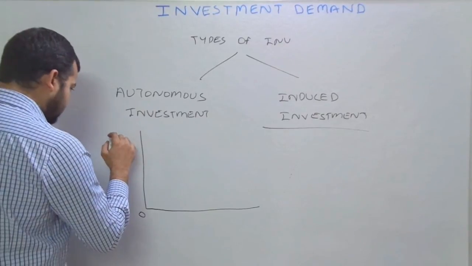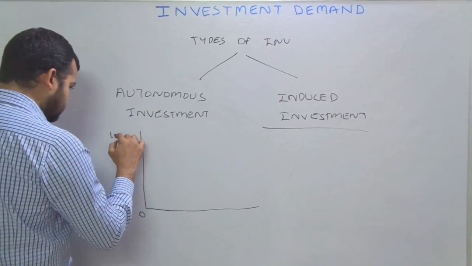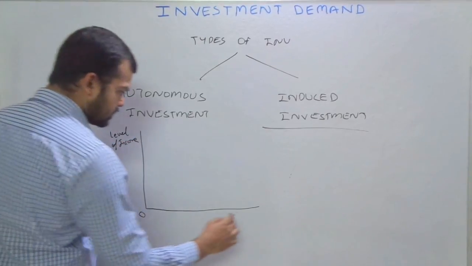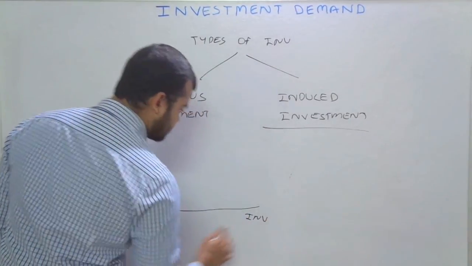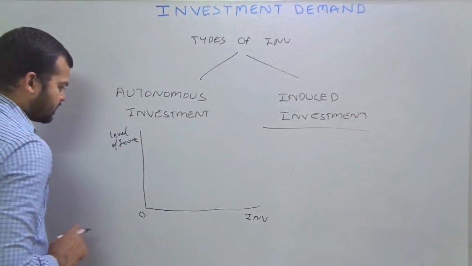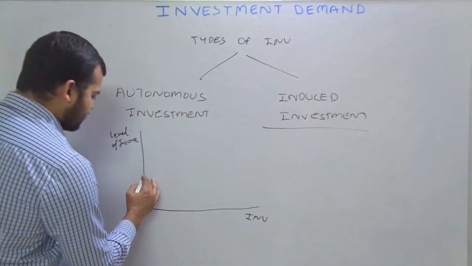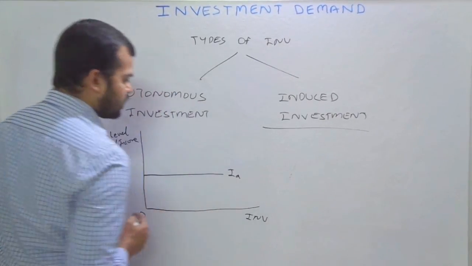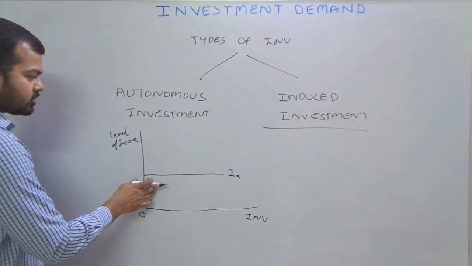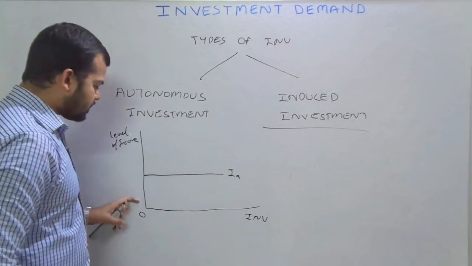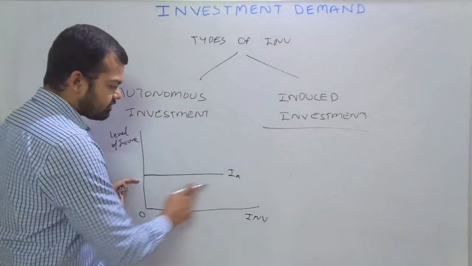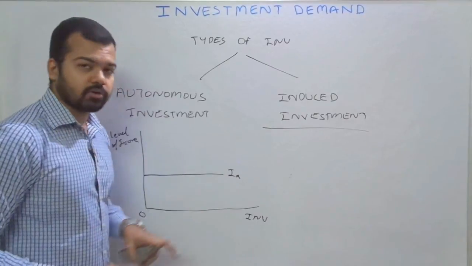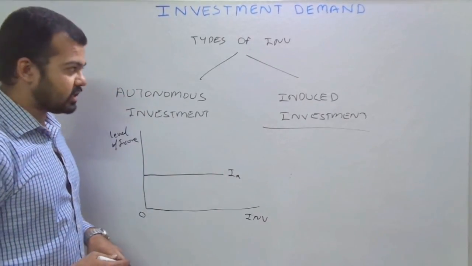So here the level of income, here we can write investment. So on the x-axis there is investment, on the y-axis we are taking level of income. So this is autonomous investment. Here the autonomous investment means if the level of income changes, it does not affect the level of investment. That is why the graph or the curve of autonomous investment is flat or fully elastic.